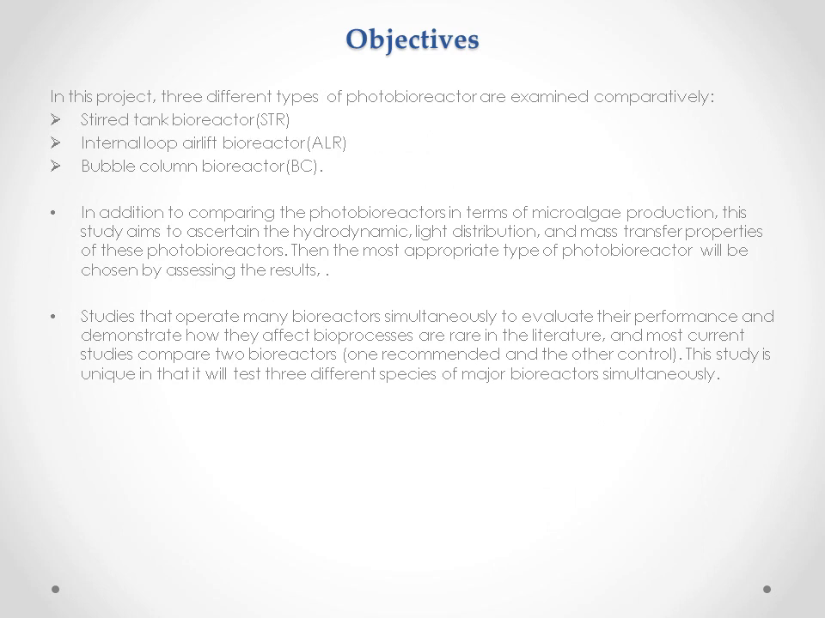This study intends to determine the hydrodynamic, light distribution, and mass transfer features of these photobioreactors, in addition to comparing how well they produce microalgae. After evaluating the outcomes, the best type will be selected. Rarely do studies compare two bioreactors. Instead, the majority of recent studies operate many bioreactors simultaneously to assess their performance and show how they alter the bioprocess. The simultaneous testing of 3 different types of large bioreactor makes this work unique.